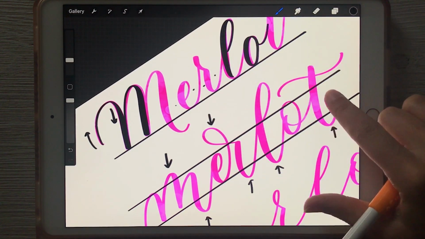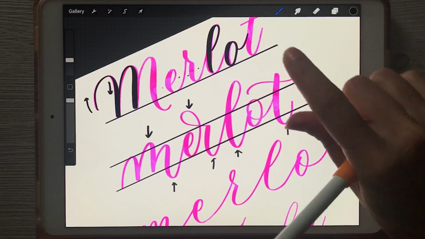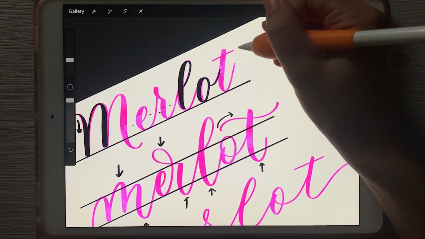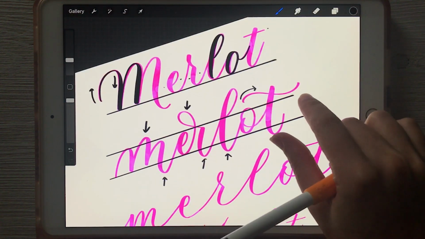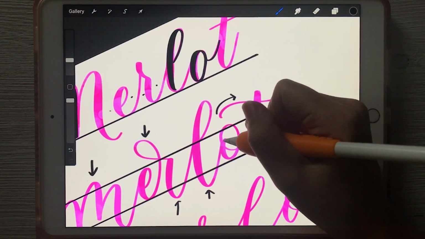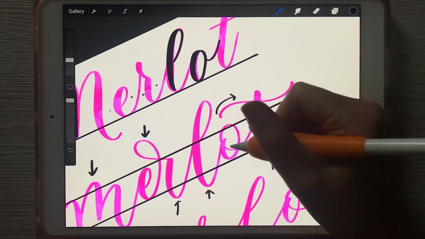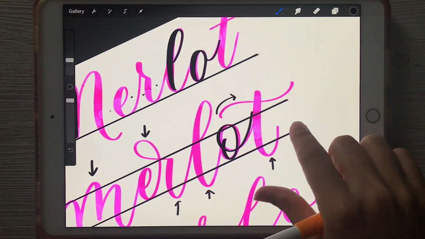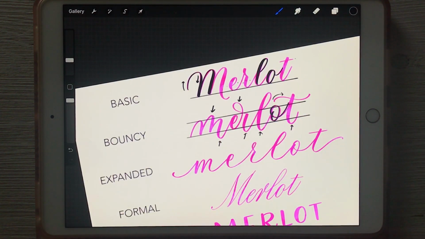So in the Bouncy style, basically what we're doing is exaggerating curves. We even have a little bit of a curvy crossbar on the T right here, whereas normally in the basic style it would be straight. So those are some things you can look for. Same thing with this O. Instead of just having a very simple basic oval, we have a nice curvy kind of O that connects right into the T. So those are some characteristics of the Bouncy style.